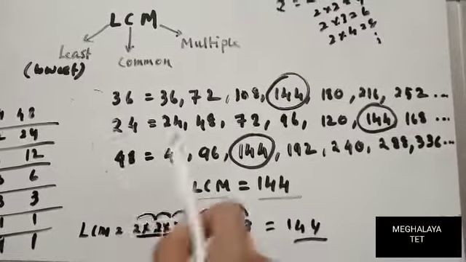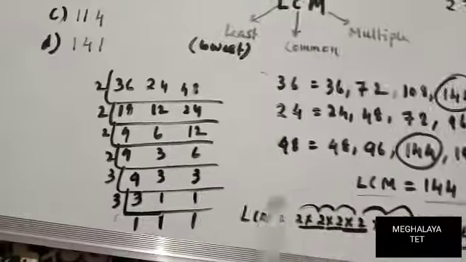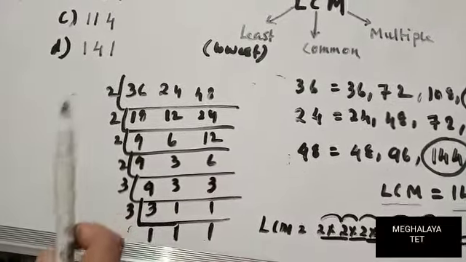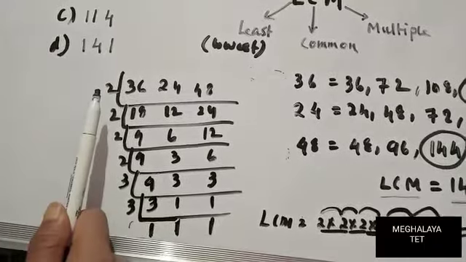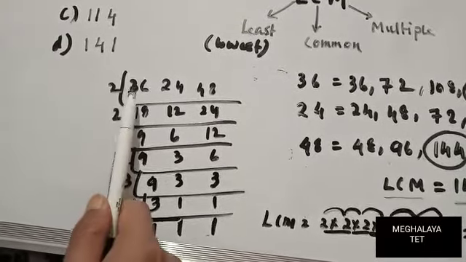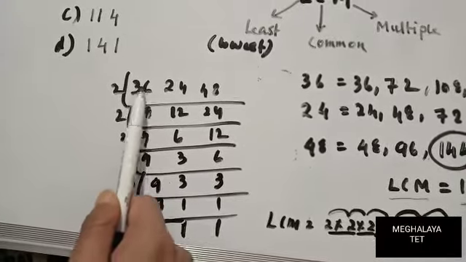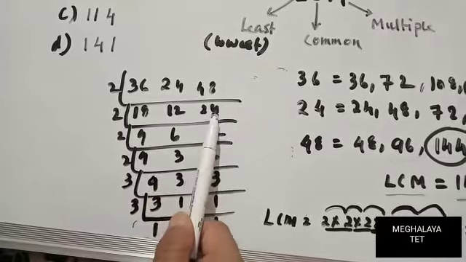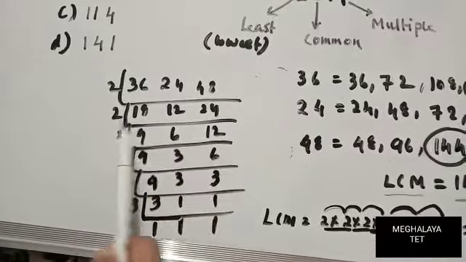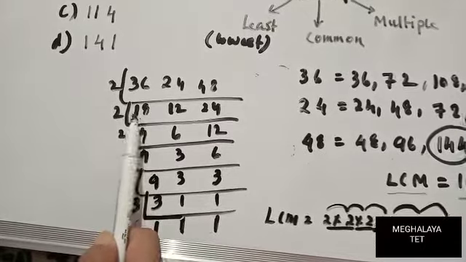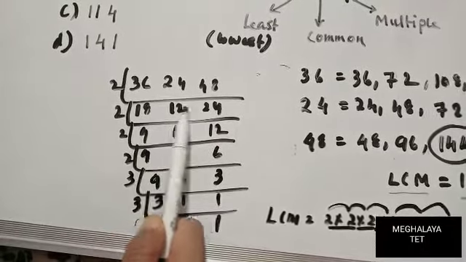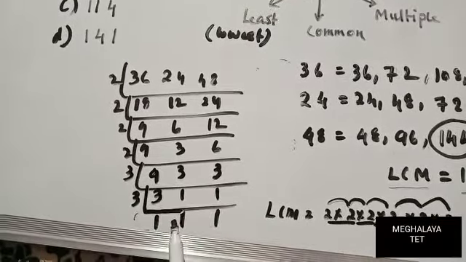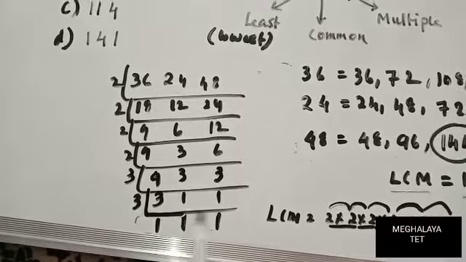Now the next method, the division method. We just have to write the numbers and then divide by prime numbers. We divide by 2: 36 by 2 is 18, 24 by 2 is 12, 48 by 2 is 24. If a number is not divisible by 2, then you have to try 3. At the end we should get 1, 1, 1.